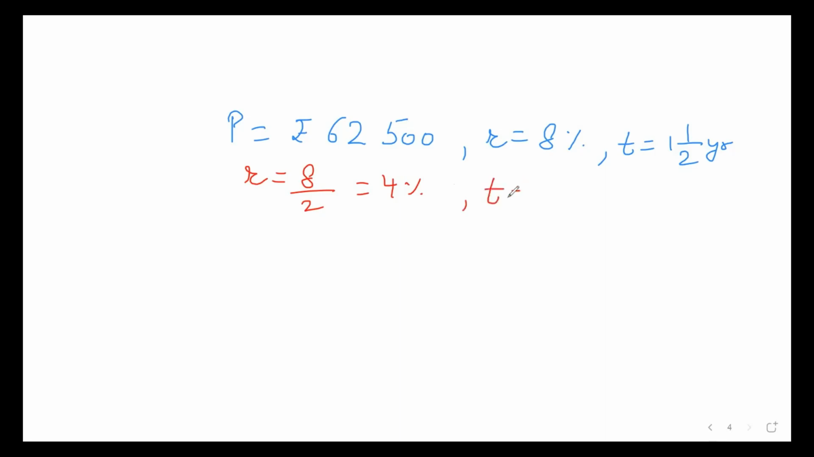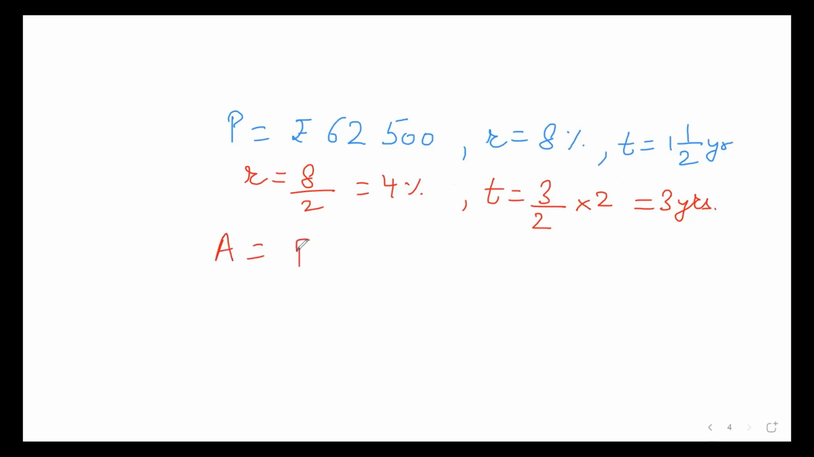So time period would be, here it is 3/2. So we'll make it double, multiply by 2. 2 would cancel out and it would be 3 years. So now you will apply the same formula, but here the rate is 4% and the time is 3 years because the question is saying compounded half yearly. So apply the same formula again.